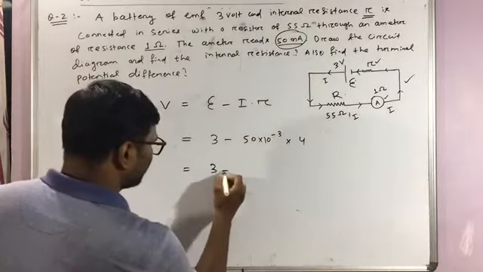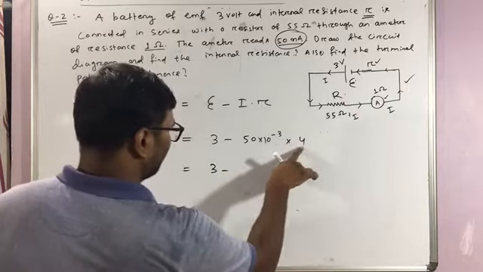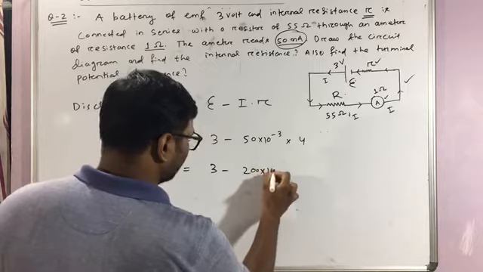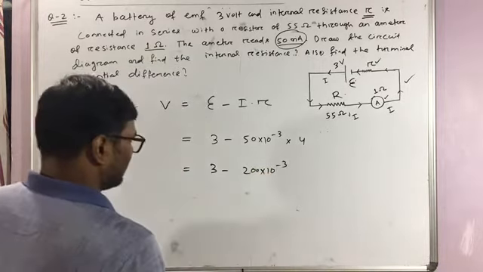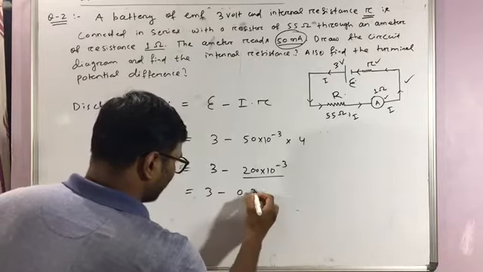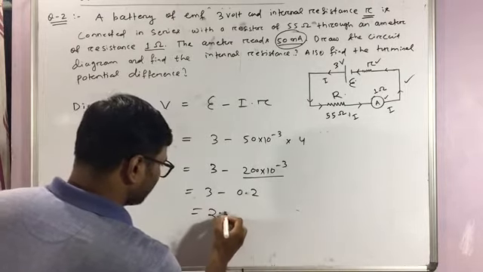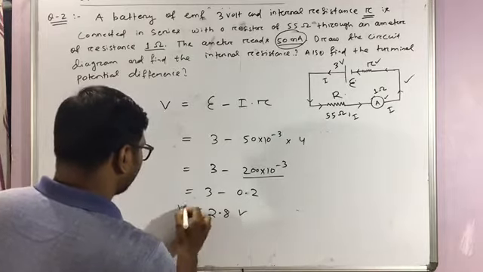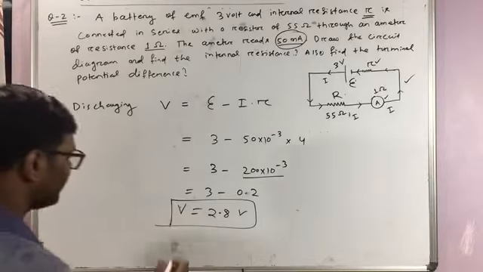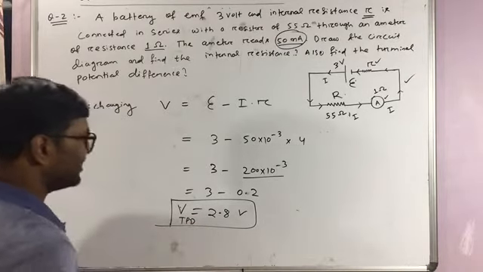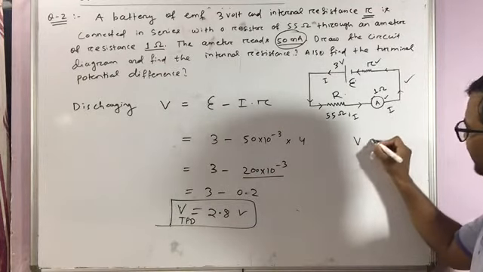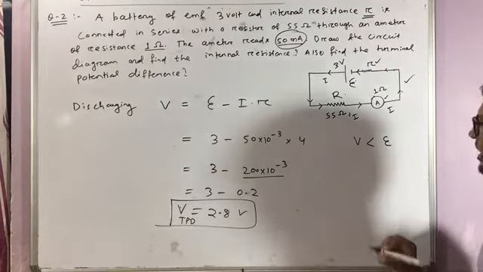Which is equal to 3 minus 50 into 10 to the power minus 3 into 4, so 200 into 10 to the power minus 3. So 3 minus this, which is 0.2, will be 2.8 volt. Got it? So your terminal potential difference V is 2.8 volt. Remember, in the case of discharging, the terminal potential difference is less than the EMF.